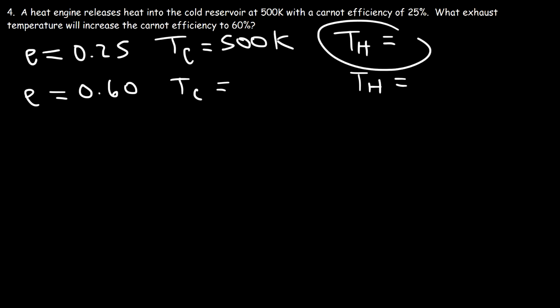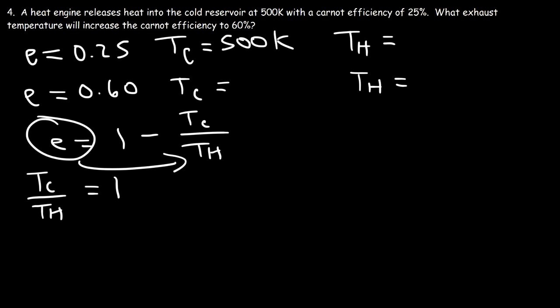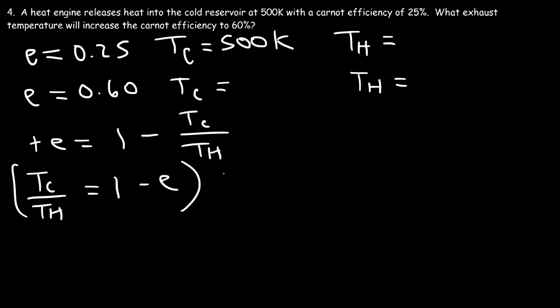So let's calculate Th for the first situation. So let's start with this formula. E is equal to 1 minus Tc divided by Th. So I'm going to take this and move it to that side. And so Tc over Th is equal to 1. And then I'm going to take this term, move it to that side where it's going to become negative E. On the left, it's positive E. So Tc over Th is 1 minus E. Now let's multiply both sides by Th. So on the left, these will cancel. So I just have Tc on the left. On the right side, it's Th times 1 minus E.